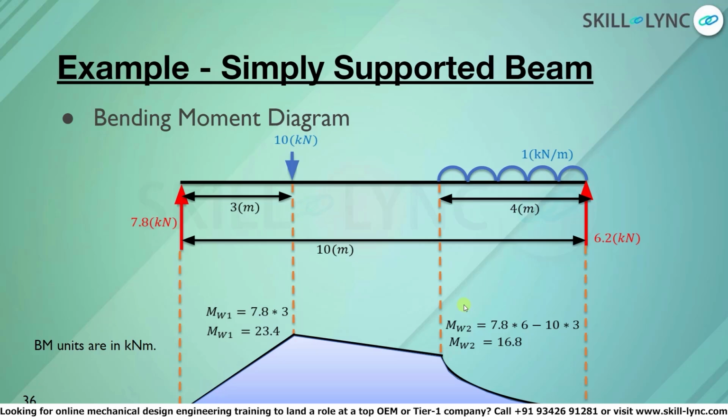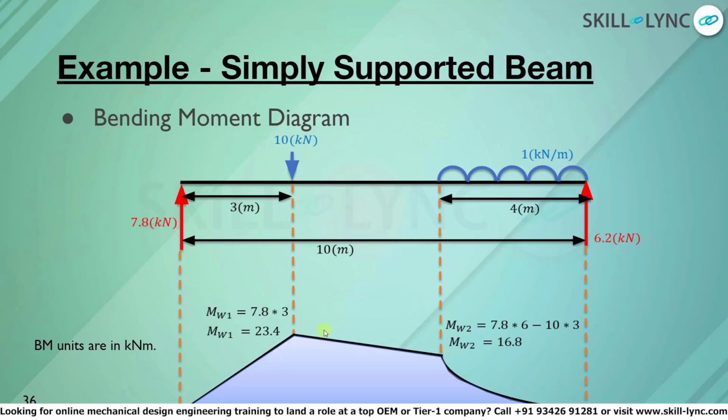Our next step is to calculate the bending moment at W1, or where we have the 10 kilonewton load. We can calculate the net bending moment on either side of this section. Thus, for the sake of simplicity, we will take the left section of the beam, as in all the loads that are acting at the left section of W1. Thus, MW1, or the moment at W1, is equal to 7.8 into 3. So MW1 will be equal to 23.4. So basically the net bending moment at W1 is equal to 23.4 kilonewton meter.